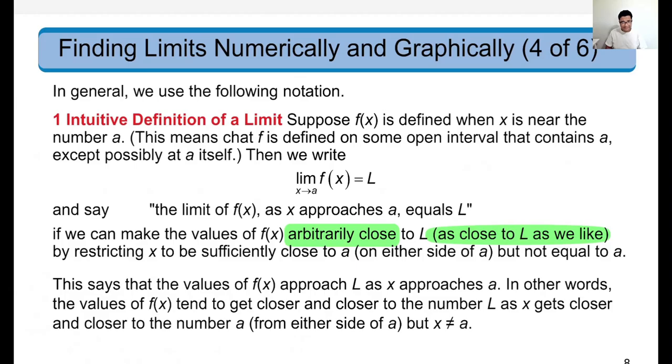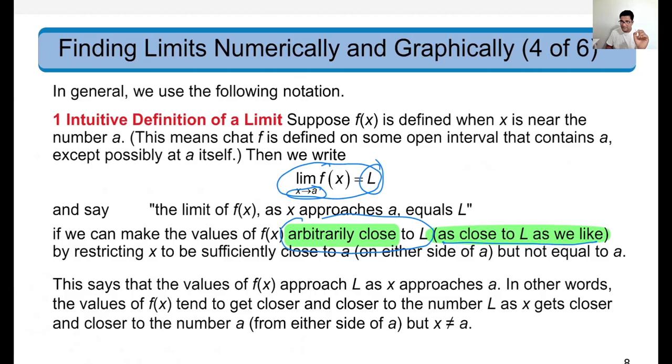Now, coming to the definition of limit, first we get into the intuitive definition, which we have seen an example of just now. Function f of x will have the limit L, some finite number L, as x approaches a, if you can make the function value close to that number L. That is called arbitrarily close. And the meaning of arbitrarily close is as close as we like.